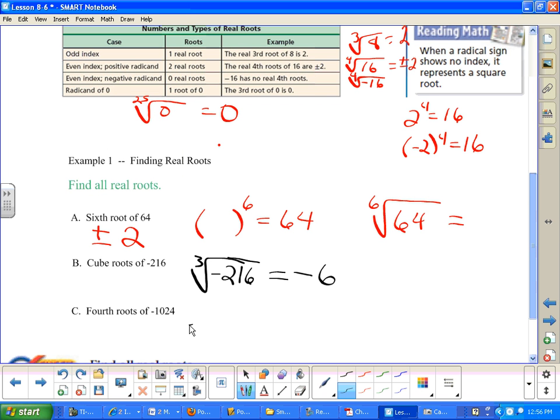Fourth roots of negative 1024. All right, so we're saying, okay, some number raised to the 4th power equals negative 1024. What happens when I raise a number to an even power? If I take negative 4 times negative 4 times negative 4 times negative 4, am I going to get a positive or negative number? Okay, a positive number. So can I have any number raised to the 4th power and get a negative 1024? Okay, the answer is no.